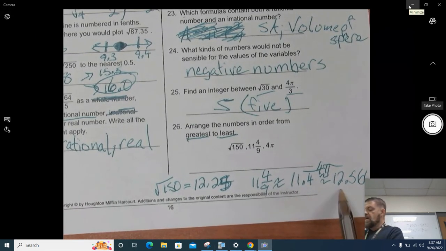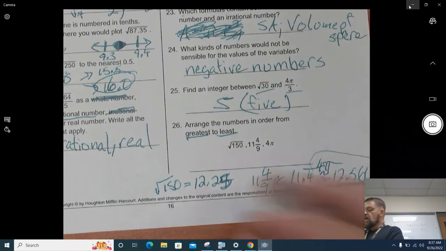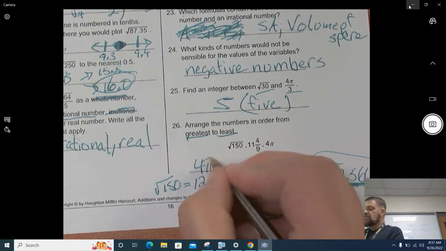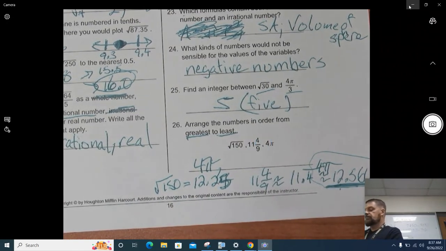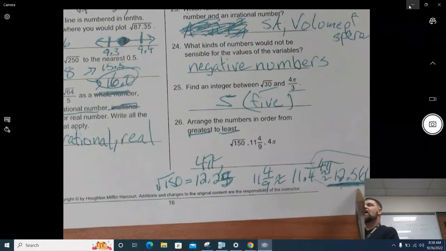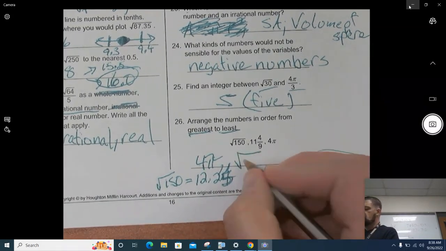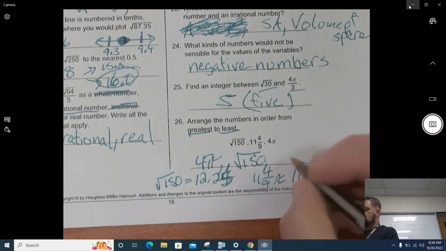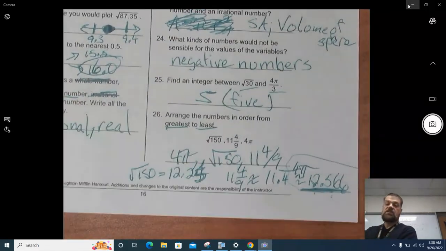Greatest would be 4 pi, right? Because that's the biggest number we have. So I'm going to write down 4 pi. What a lot of you guys did is you would write down the 12.56. That's wrong. We're using the decimal to figure it out, but this is a rounded number, which is not the same as 4 pi. Next one would be the square root of 150. And then lastly, 11 and 4/9. That's how you do that one. Any questions on that?